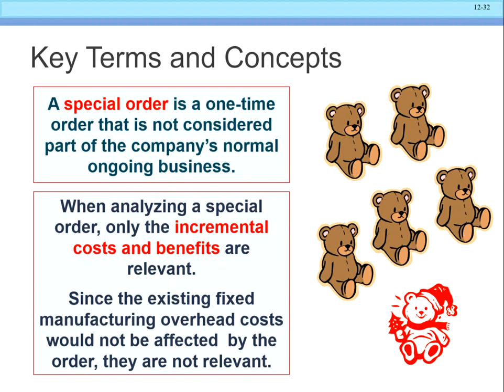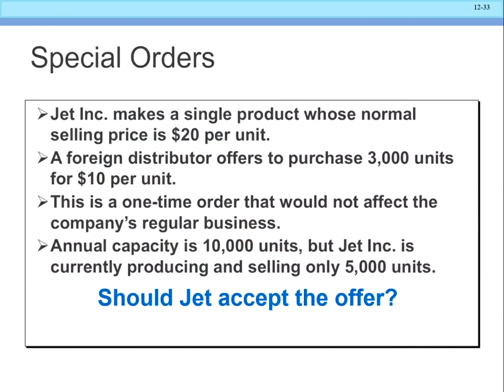So let's look at Jet Incorporated, which makes a single product, and the normal selling price is $20 per unit. There is a foreign distributor that has offered to buy 3,000 units for $10 per unit. So you can see now, this is the problem. Our normal selling price here is $20, and this customer is demanding half the price.